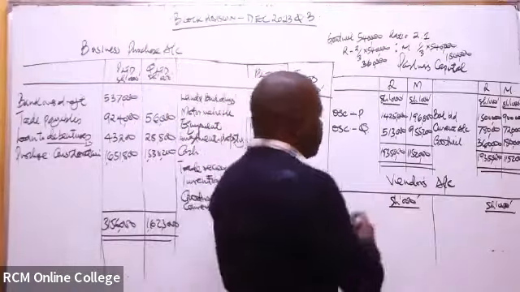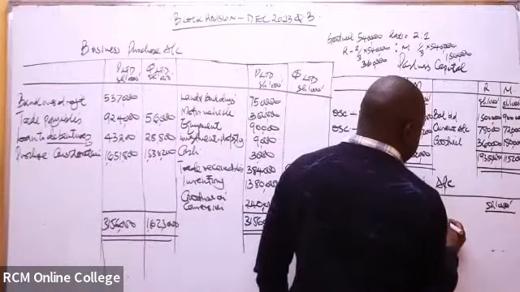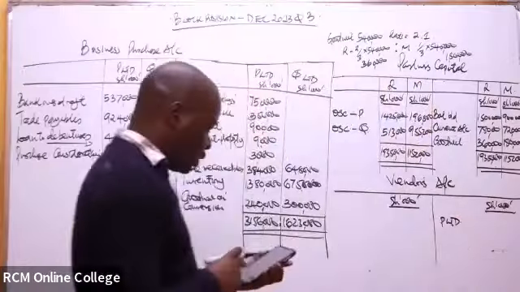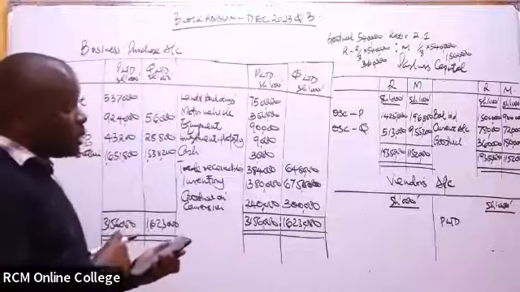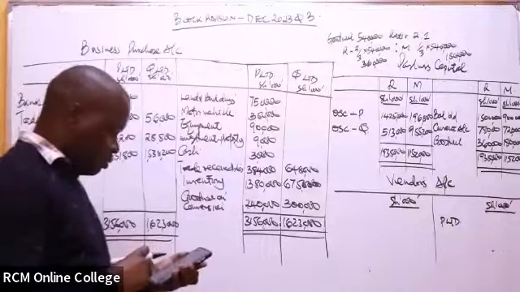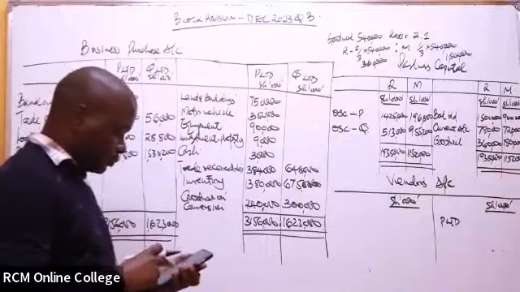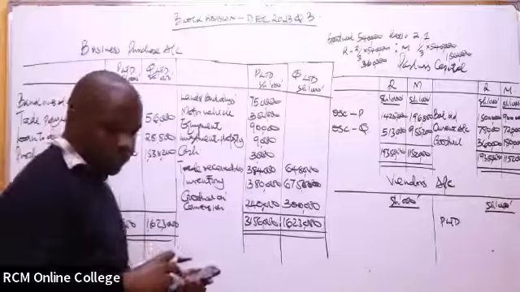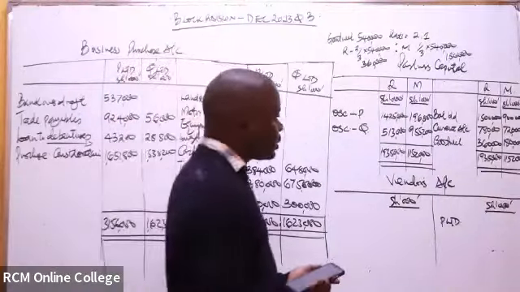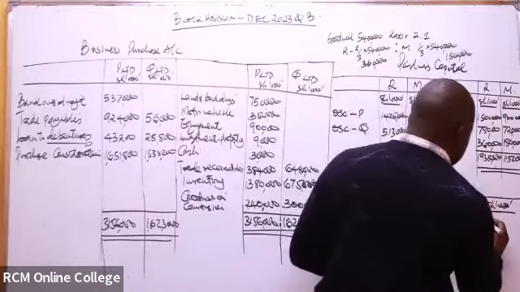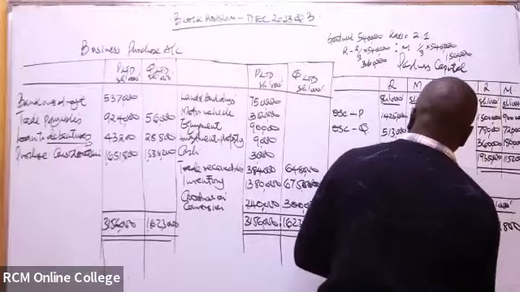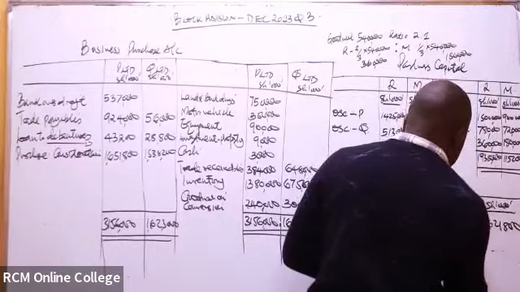So for P Limited, we have 1425 thousand plus 196, which comes to 1621, 800. And we have Q Limited.